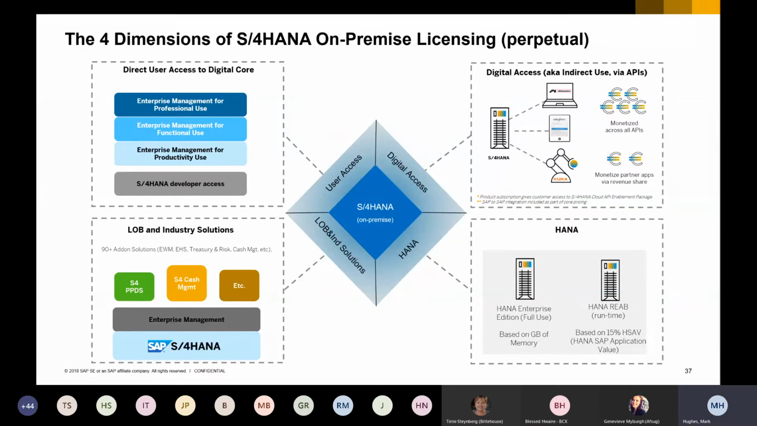obviously S/4HANA runs on HANA, but please do make a note when you're back with your teams to check that your DBAs and your technical guys and the basis teams understand that there are two versions of HANA, and the one is a highly restricted runtime edition. So it allows use rights to run HANA beneath S4 and not really to do much else with it.